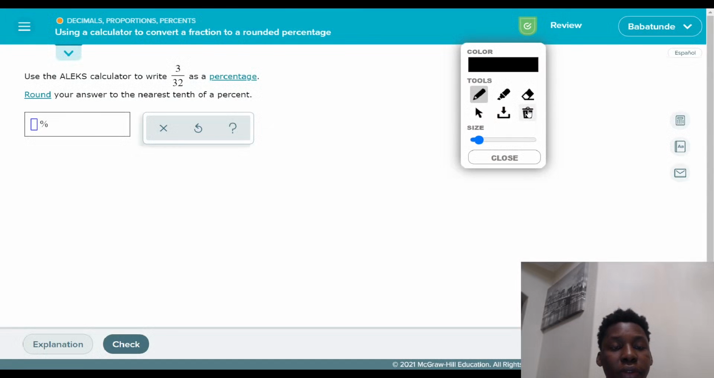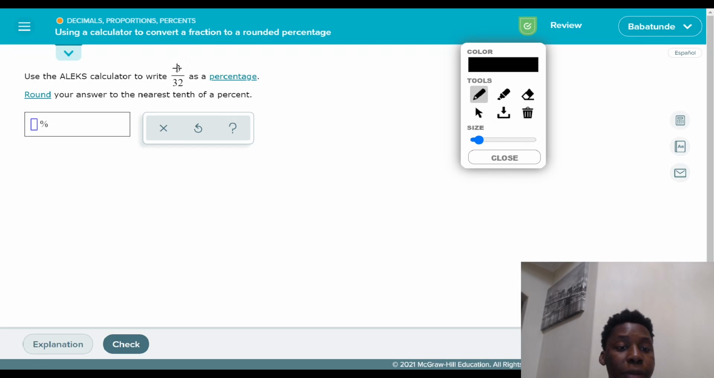Today we're going to be talking about using a calculator to convert a fraction to a rounded percentage. This topic is really self-explanatory. We're going to be given a fraction. A fraction basically means a number with a numerator and a denominator.